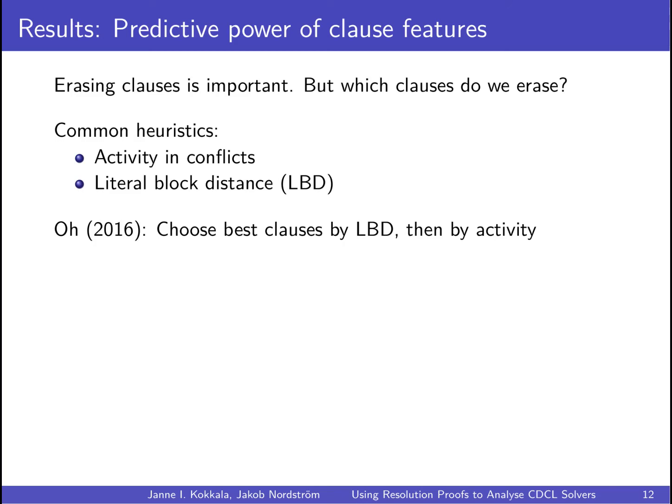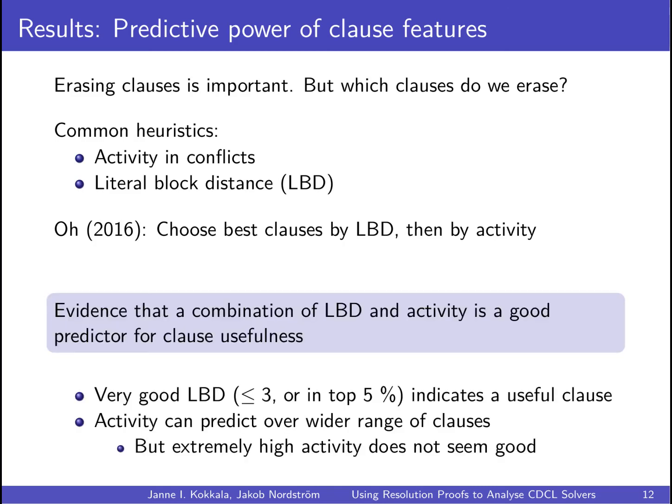And actually in 2016, Jan suggested that we should choose the very best clauses by their LBD score, but then for the remaining clauses we use activity score to decide between them. And this also seems to be working well in practice. And it turns out that our work does support this idea. Very good LBD scores indicate a useful clause, but activity can predict over a wider range of clauses. So a combination of them seems like a good approach.